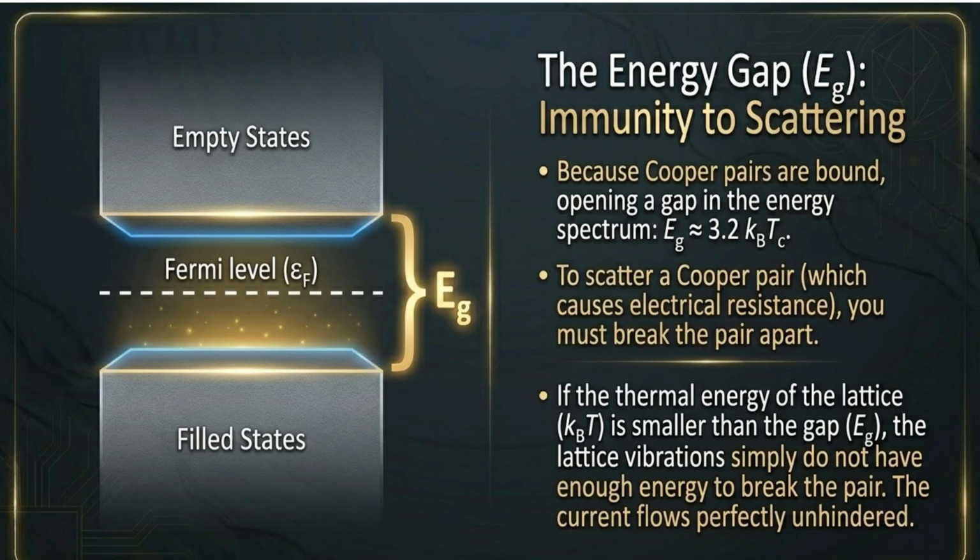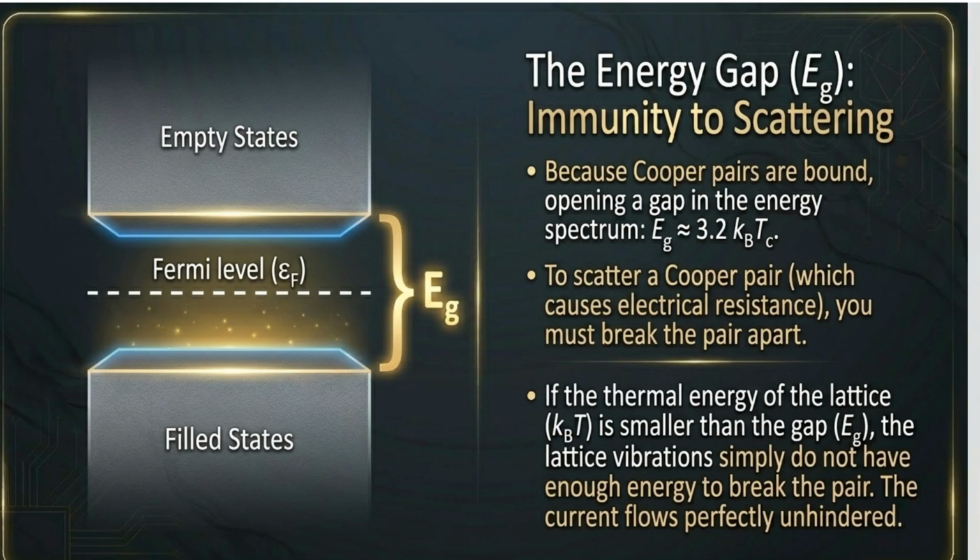To scatter a Cooper pair, which causes resistance, you must break the pair apart. If the thermal energy is smaller than the gap, lattice vibrations do not have enough energy to break the pair, allowing current to flow unhindered.